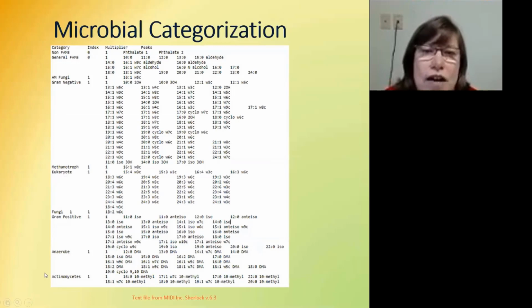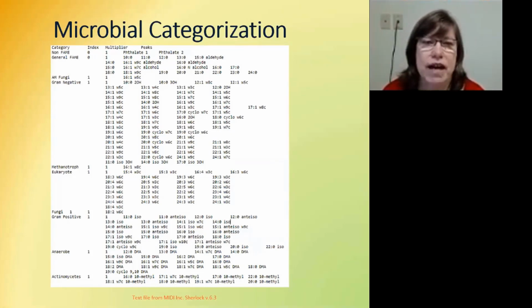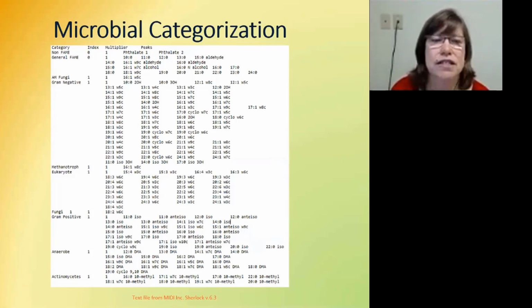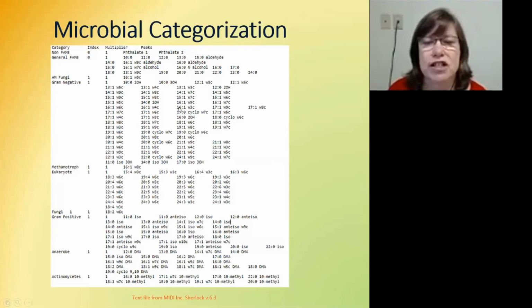So another thing that I usually give the clients is a list of how MIDI is categorizing the microbes. This is a text file that just lists the different microbial types over on the left, and then for each one it lists all the different PLFAs that are categorized as that type of microbe, just so you know.